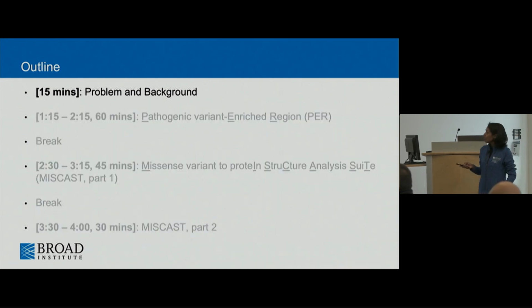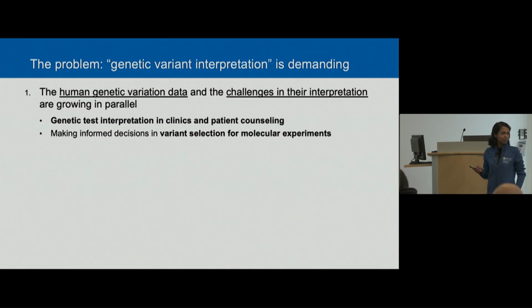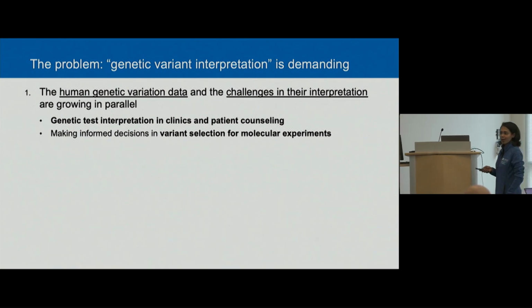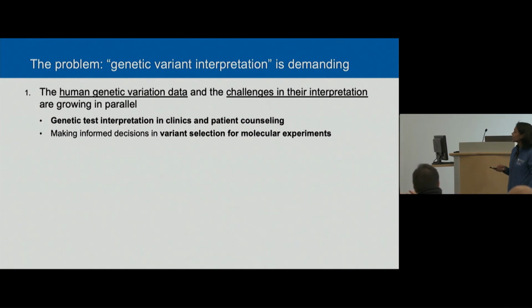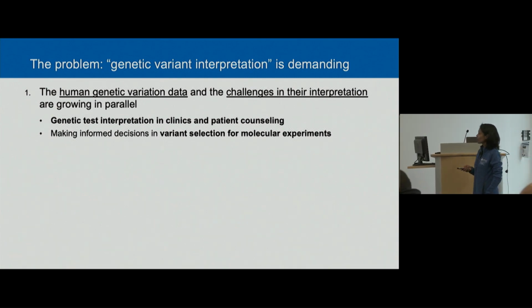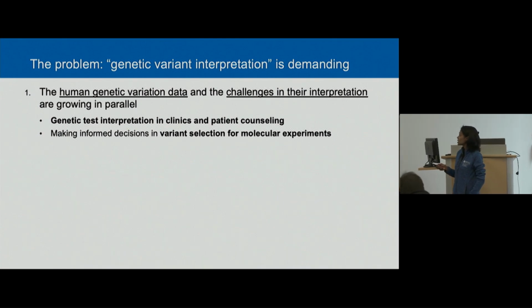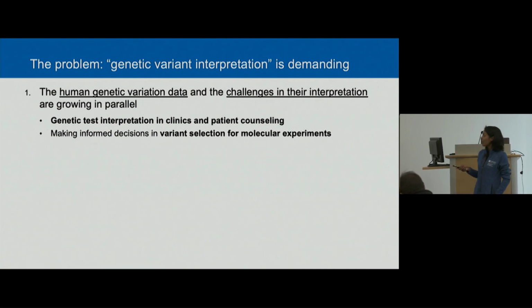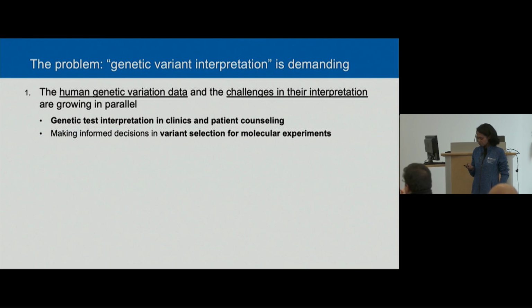So starting with the problem and background, first the problem. The problem that today we'll be working on together is that genetic variant interpretation is demanding. As we all know, probably being part of BroadE, human genetic variation data is exponentially increasing every day, and the challenges in their interpretation are growing also in parallel. This challenge is both in clinics for test interpretation and for patient counseling, and also in laboratories where variants need to be selected for molecular experiments.